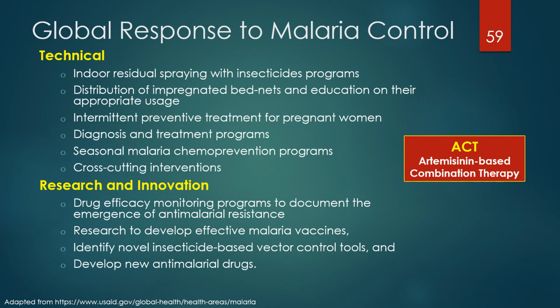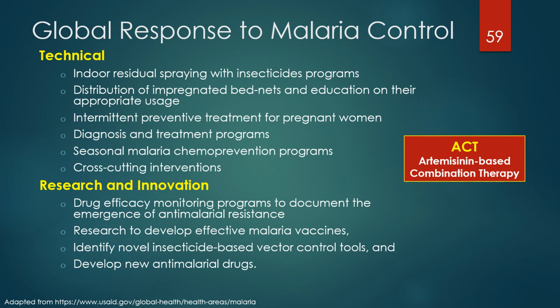Seasonal malaria chemoprevention programs is an approach used to prevent malaria among young children in parts of the African Sahel subregion with highly seasonal malaria transmission. It entails the administration of a curative dose of antimalarial drugs at monthly intervals to children without malaria symptoms in a targeted area over a limited transmission season.